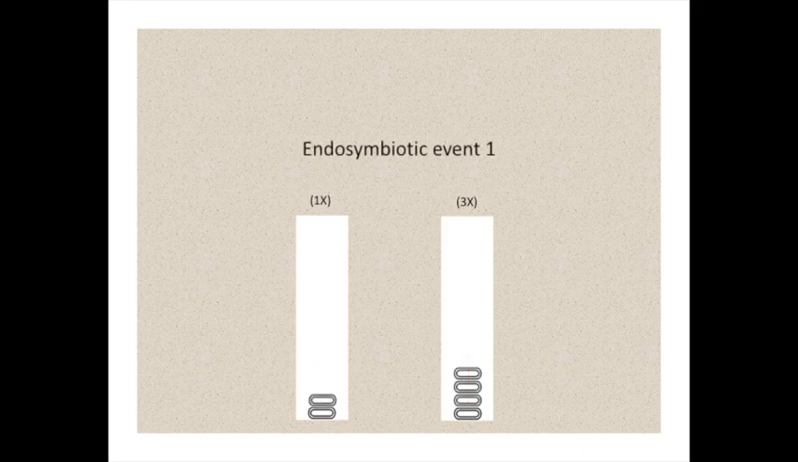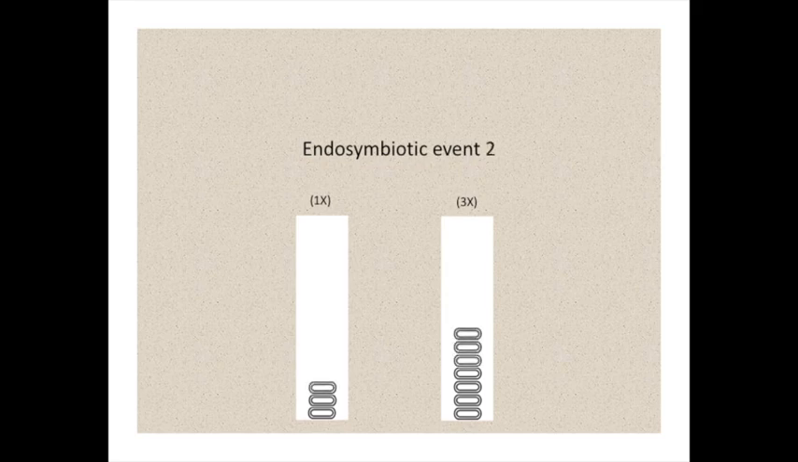Okay, in endosymbiotic event 1, the 1X method has taken up 1 additional bacterial endosymbiont, whereas the 3X method has taken up the equivalent of 3 of them in one fell swoop, so that the chart on the left has 2 and the chart on the right now has 4.